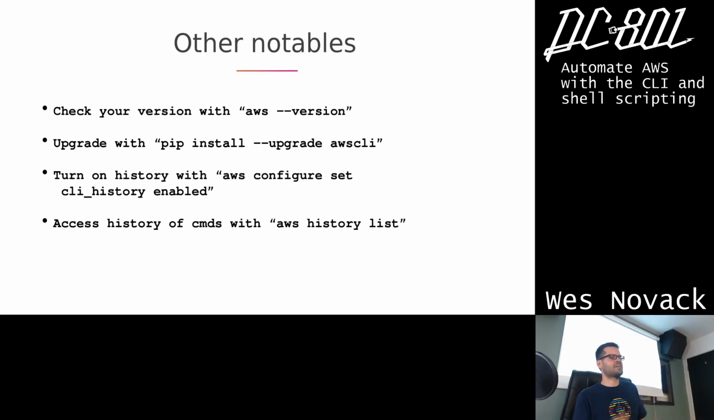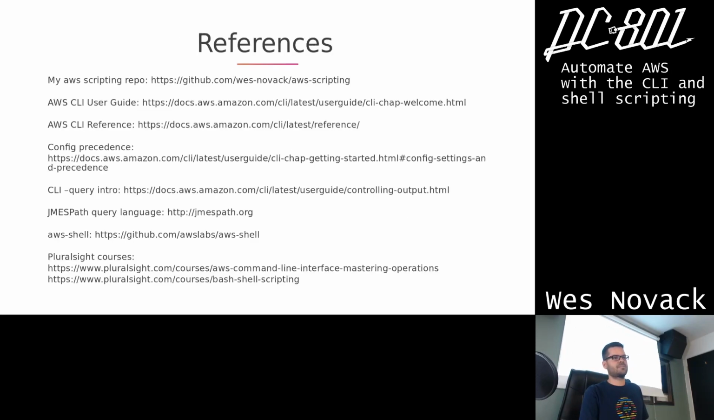So you want to keep that up to date so that you get access to all of the new features and new services. To upgrade your AWS CLI, you do pip install --upgrade awscli. If you want history enabled on your AWS CLI, you can do that with aws configure set cli_history enabled. And then if you have that turned on, you can access your history with aws history list.